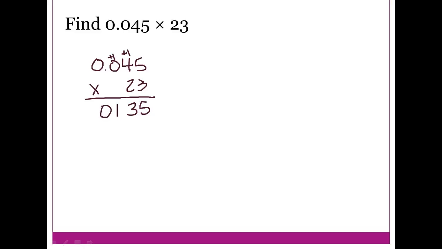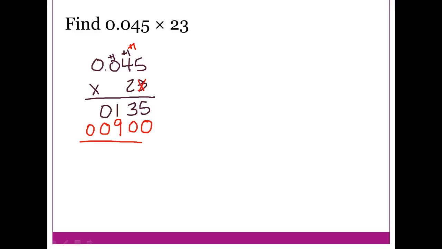Then we want to go to our next row. I'll do this row in red. First of all, we've already multiplied by the 1 spot. To start our second row, we need a 0 just to mark off that place value. So 2 times 5 is 10, and I'll carry the 1. 2 times 4 is 8, plus that 1 I carried is 9. 2 times 0 is 0, and 2 times 0 is 0.